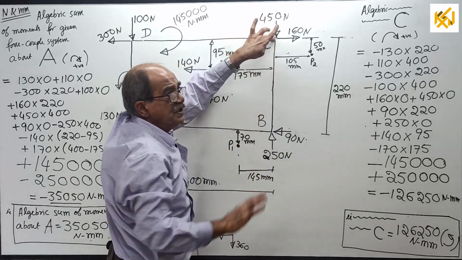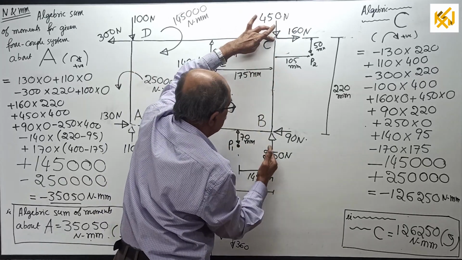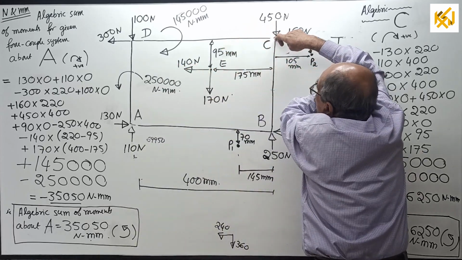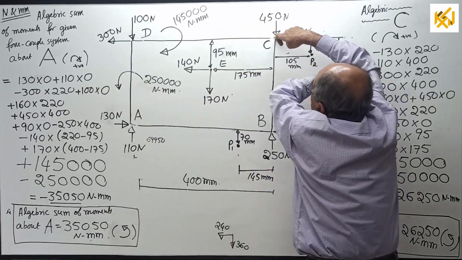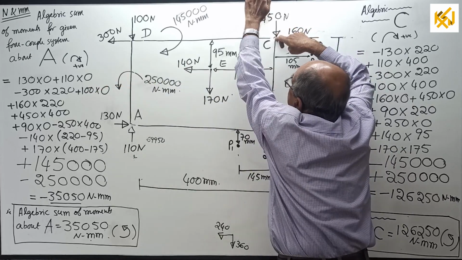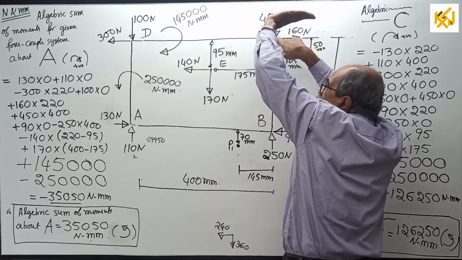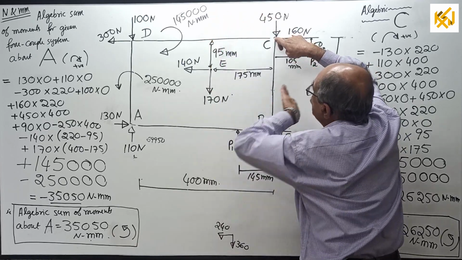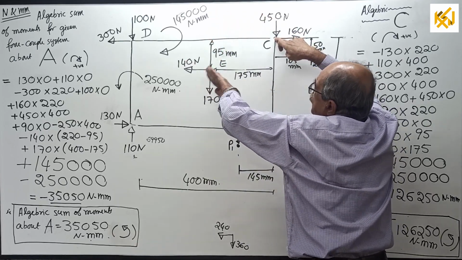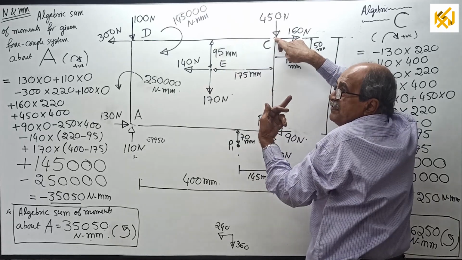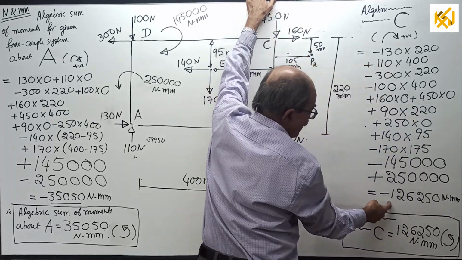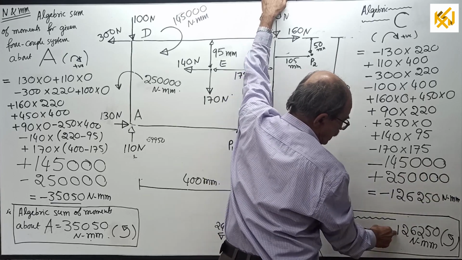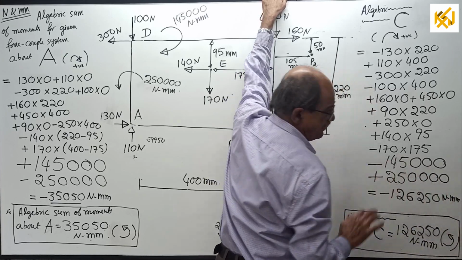250 into 0. Why? If you extend this 250, it will pass through this point. Then 140, this way, 140 into 95, clockwise, plus 170 into 175, anti-clockwise. You will get, I wrote the answer there, 126250. That is, the answer is 126250 anti-clockwise.